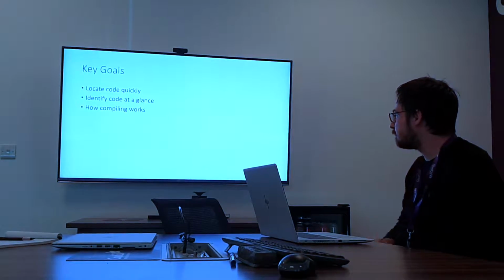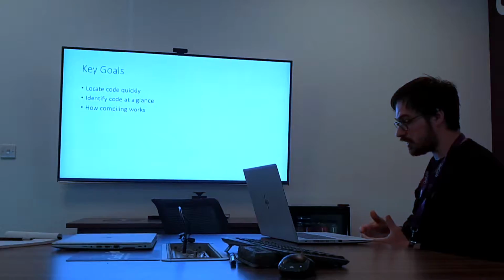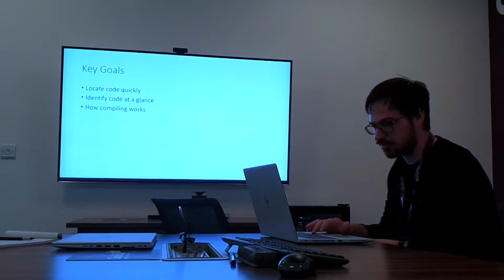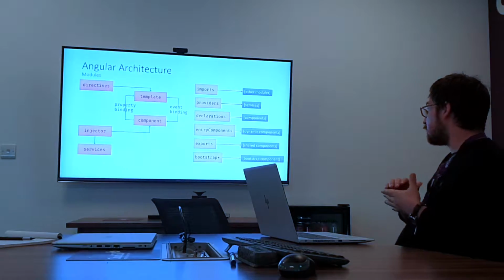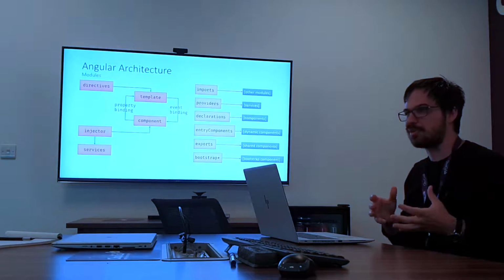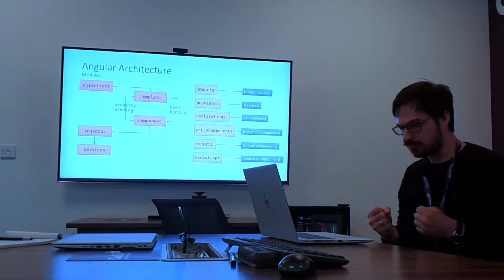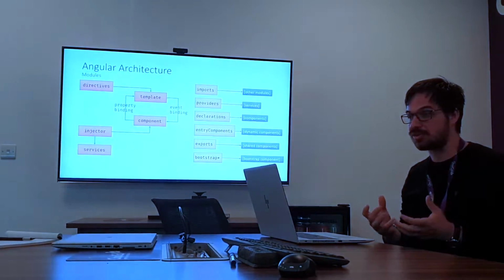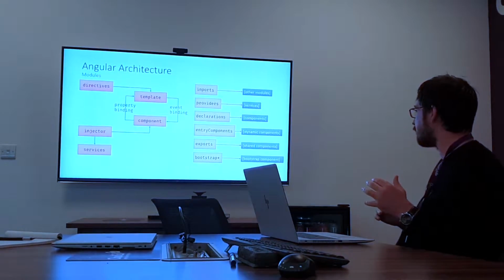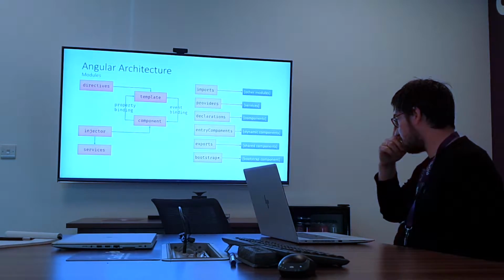The key goal is to create a structure that will allow us to locate code quickly, seeing a view and knowing exactly where to go in the code. That's the whole point, and basically how compiling works in Angular. So this is a small introduction for people that don't really have much experience in Angular. Angular is basically using modules, and it uses a tree structure to put those modules one below the other. So it basically builds relationships between those modules, and we'll see exactly how that works.